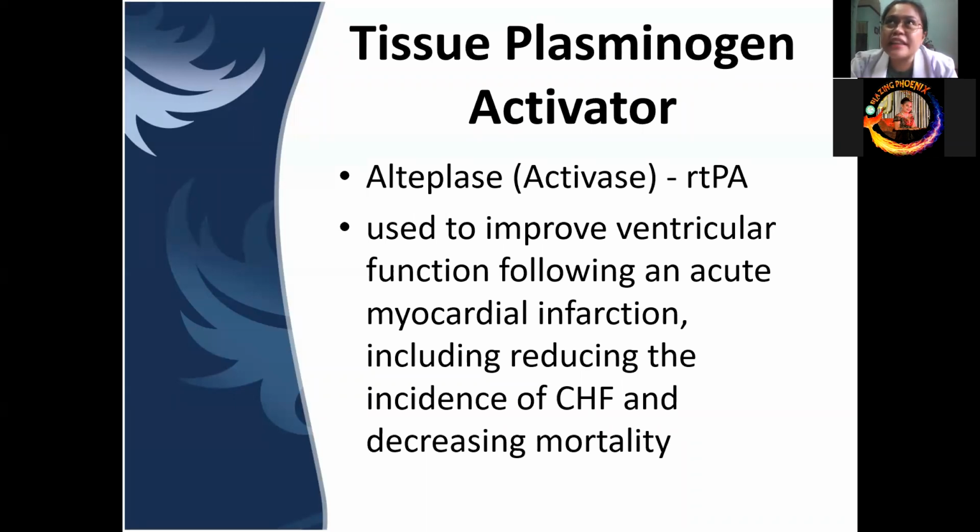What happens in this patient is that the heart itself will be depleted of oxygen because the blood flow is obstructed, and it will cause death of the heart cells. In myocardial infarction, we will be giving Alteplase to dissolve the blood clot. We can also call these drugs thrombolytics, meaning lysis of the blood clot. Aside from that, Alteplase can also reduce the incidence of congestive heart failure and decrease mortality.